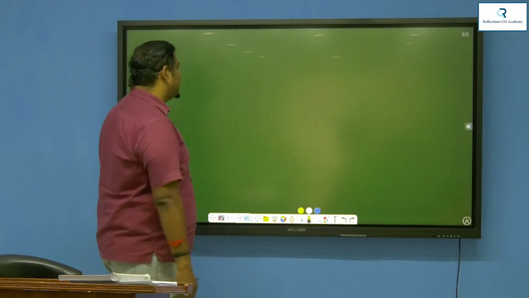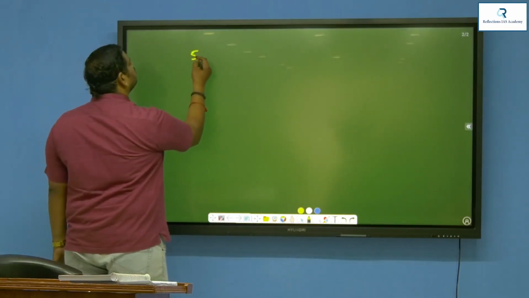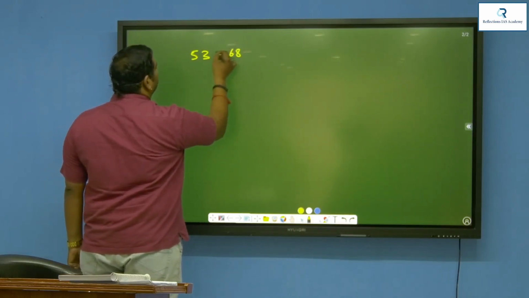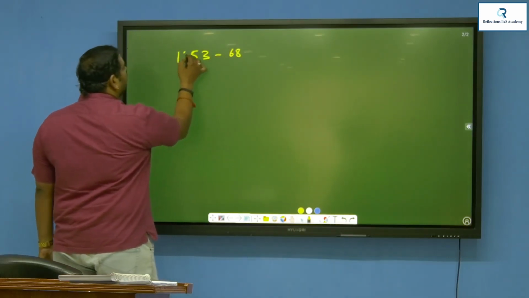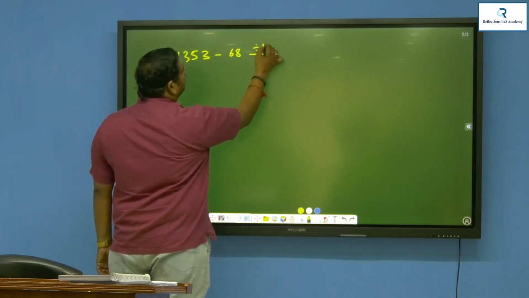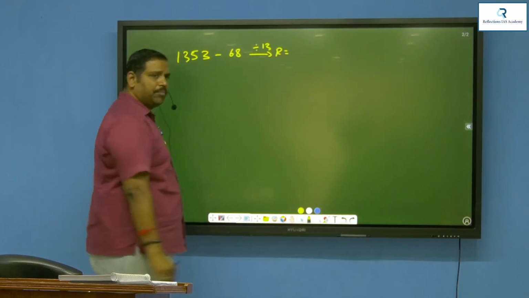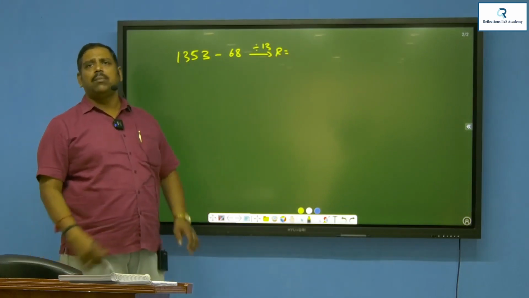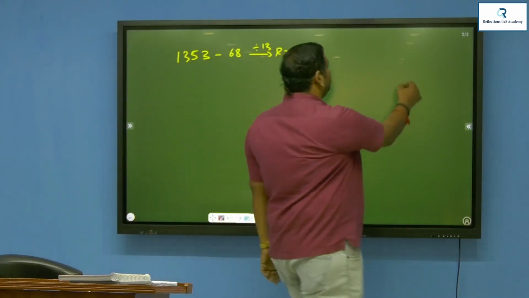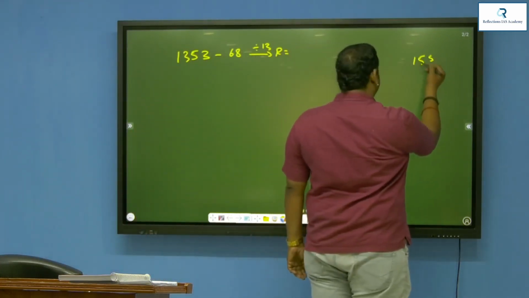Now, the next question he is asking is, suppose he gave 1353 minus 68, when you divide with 13, what is the remainder? Now I am explaining in the conventional manner. So subtract these two. 1353.